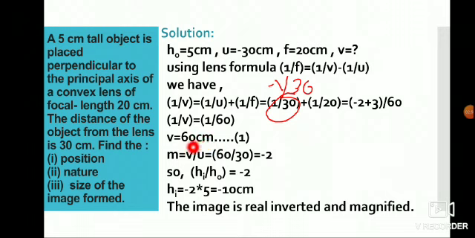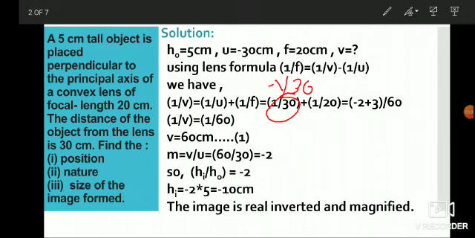So now we know the position is 60 centimeter. Now let's see what the nature will be and size of the image. For that we have magnification, which is v by u. Substitute, okay, here also minus 30 will come, so 60 by minus 30 will give you minus 2. There is a minus missing here, this is minus 30. Okay, what is u, minus 30. So magnification is minus 2.